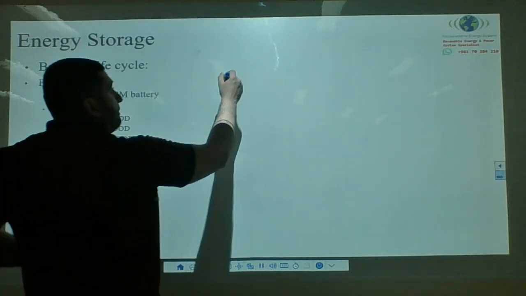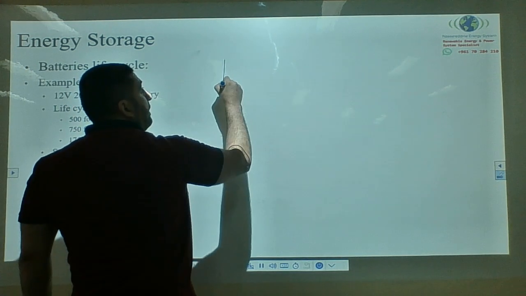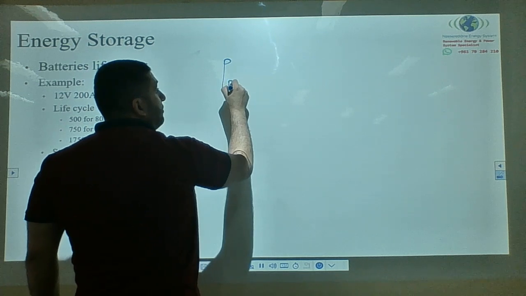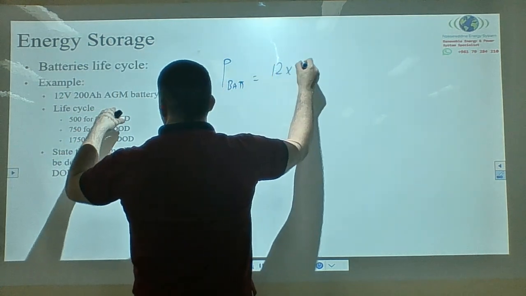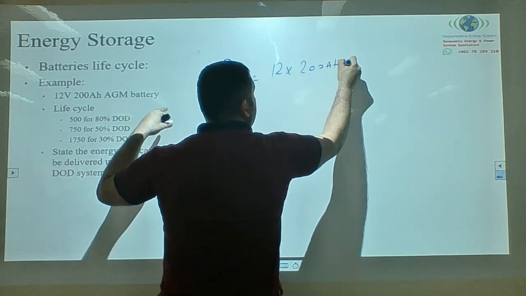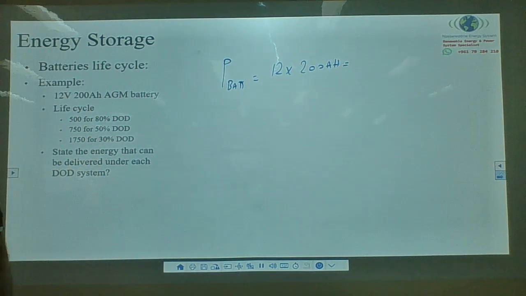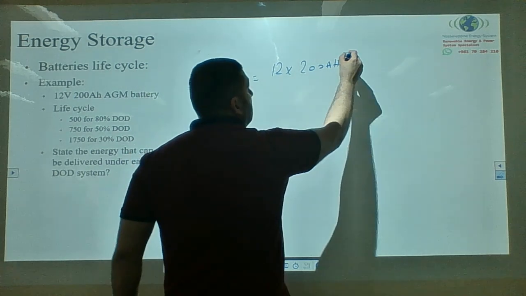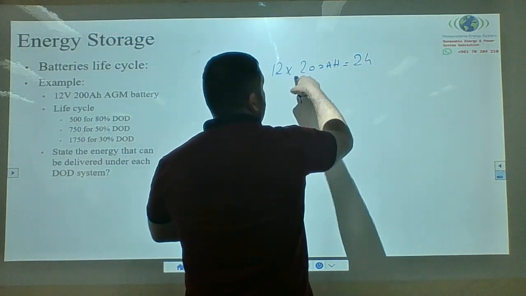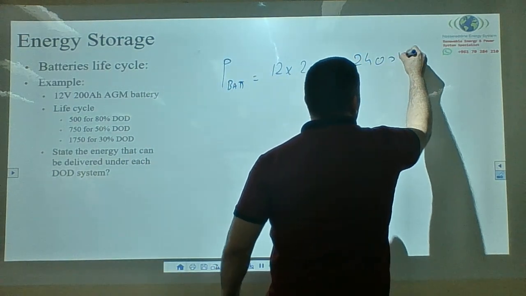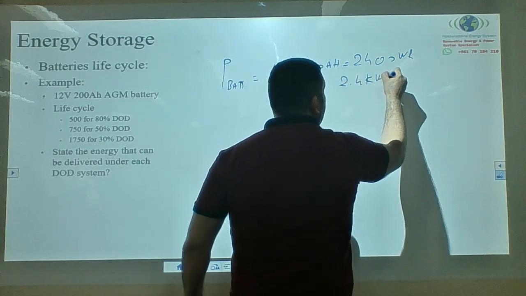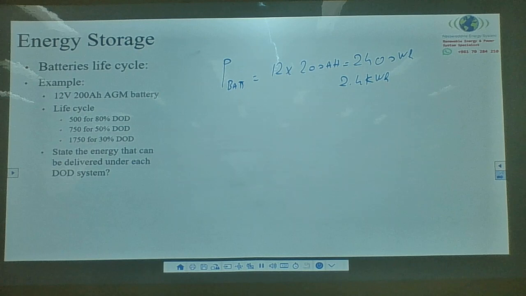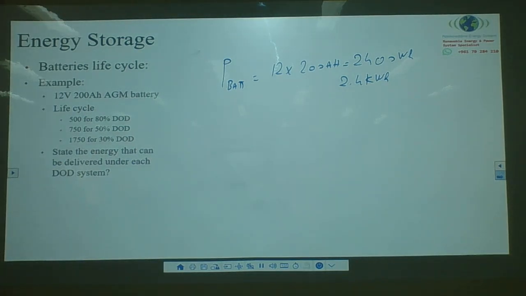Okay, the energy. Number one, the total power of my battery. It's equal to the voltage times the current. It's 12 times 200 amp hour, which gives you 2,400 watt hour, or 2.4 kilowatt hour. That's the maximum power.